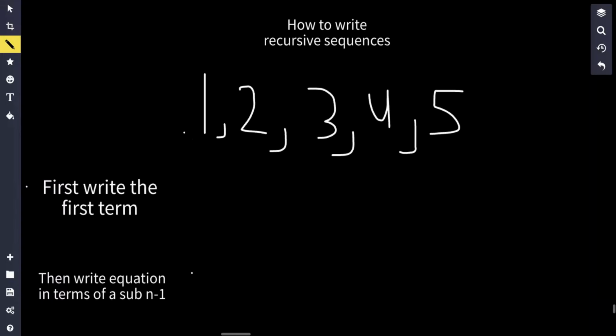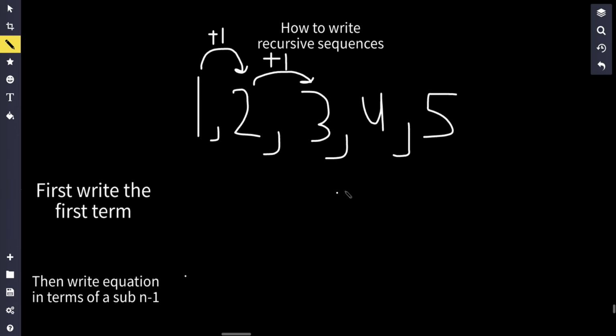Here's how to write recursive sequences. So right over here, this is our sequence. And you might just immediately notice that this is an arithmetic sequence where the common difference is 1. So to get from one term to the next, we're just going to add 1.